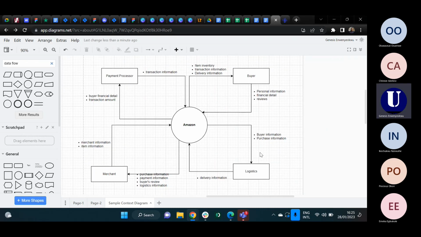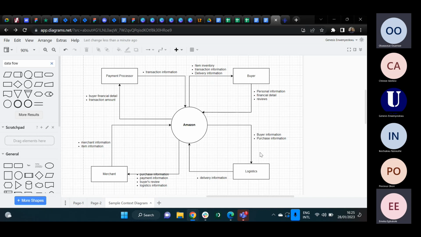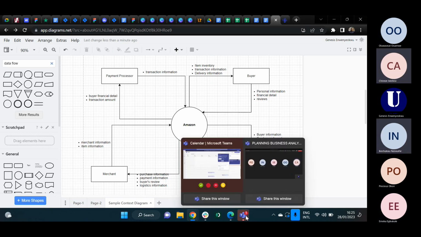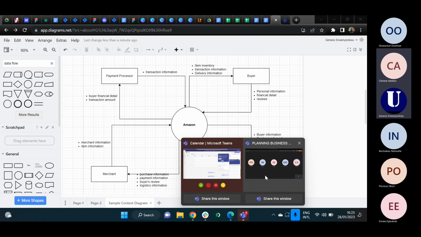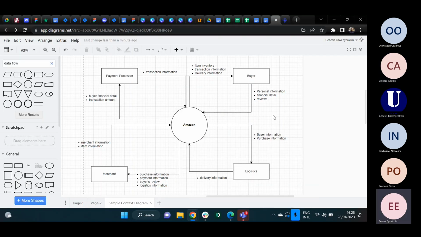I believe this is helpful for you guys to start drawing in your projects, right? Yeah, very helpful. Okay. Well, do you have any questions before? Yeah, for logistics, is it as simple as this, or are there more complex ones? They're not complex. It's just a context diagram, high level. This is how it is.